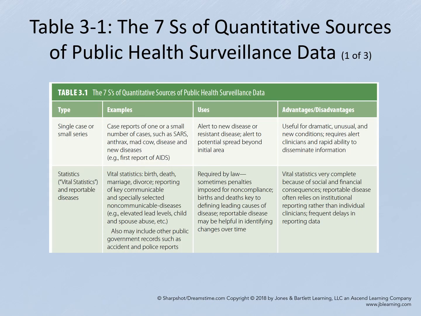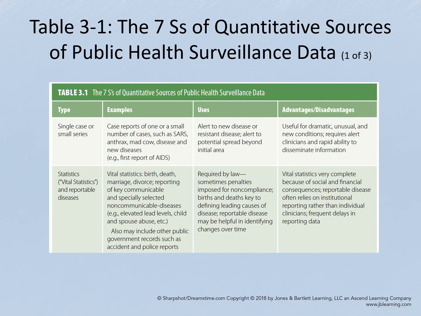Based on the way the data are collected, we look at 7 S's of quantitative sources of public health surveillance data. These are the sources or the type of the data. So the first one is single case or small series. Here, case reports of one or a small number of cases are studied, such as case reports of people with SARS, anthrax, mad cow disease, and other new diseases.